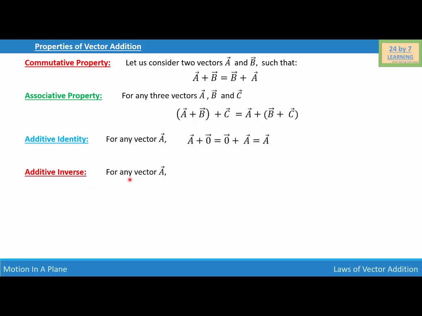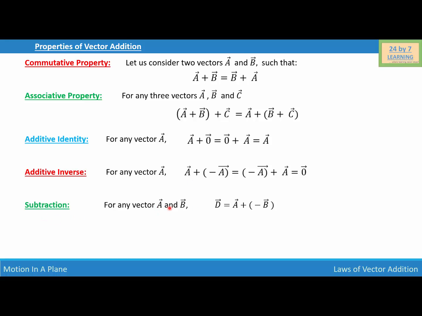Additive inverse. For any vector A, A plus negative of vector A is equal to negative of vector A plus A, and that is equal to 0 vector. In other words, we can say that if we add the negative of a vector with the vector itself, then the resultant vector will be 0, or the sum will be 0.